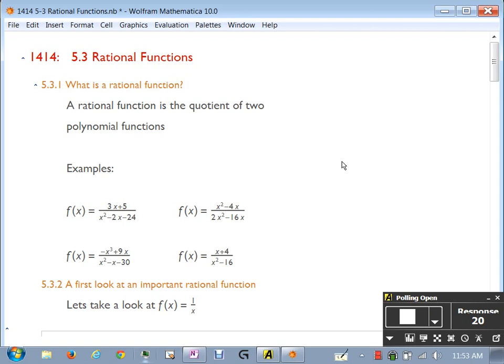I'm going to need to finish writing it up. I don't have it done yet, but I'll probably send it in an email later today or tomorrow. It's just going to be sketching stuff. That's it. Okay? So now, we're going to talk about rational functions.